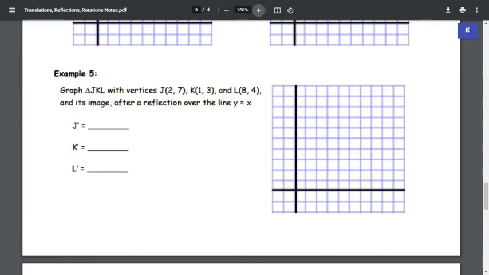All right, let's look at our next example here, example 5. So it gives us 3 coordinates again to make a triangle, but this time it wants us to reflect over the line y equals x. So let's plot these first, and then we'll kind of talk about what line we have here. Okay, so there's our triangle there. Like I said, it wants us to reflect it over the line y equals x.